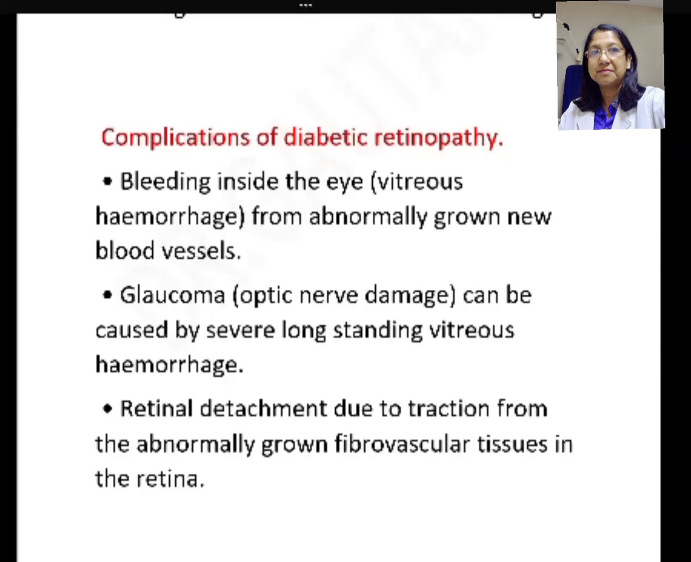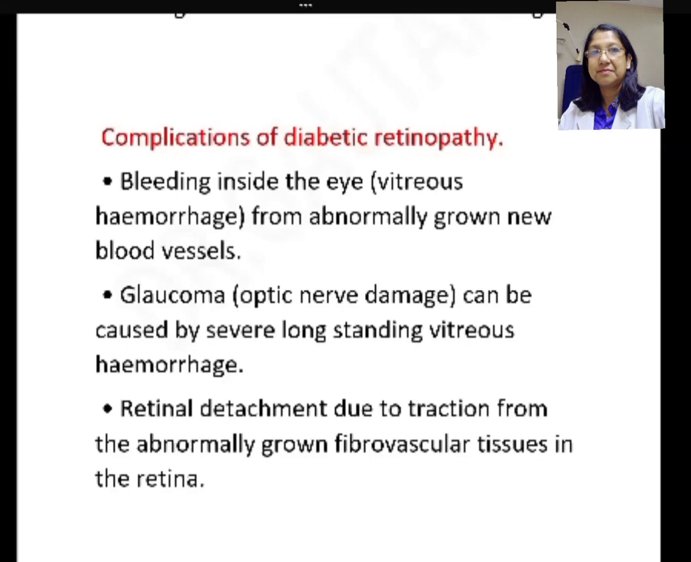And these blood vessels bleed; these are fragile blood vessels. These are not normal blood vessels. These are fragile, abnormal, newly grown vessels in the retina or vitreous. Now, when these fragile vessels bleed, they cause vitreous hemorrhage. And at that time vision will deteriorate very suddenly.